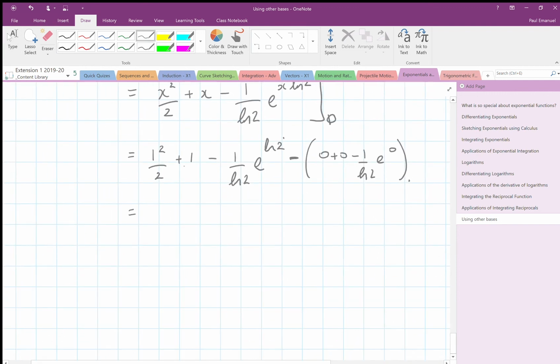So this gives me 1/2 plus 1, which is 3/2, minus 2 over log 2, plus 1 over log 2. So it's 3/2 minus 1 over log 2. It says 4 significant figures, but you can use a calculator just fine.